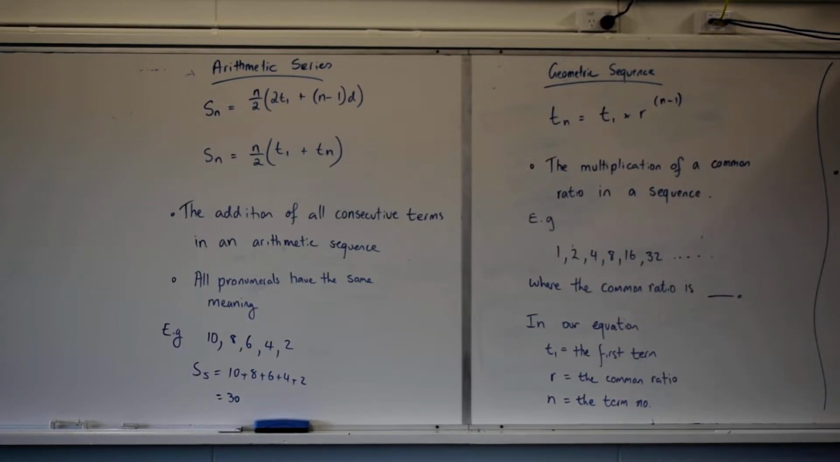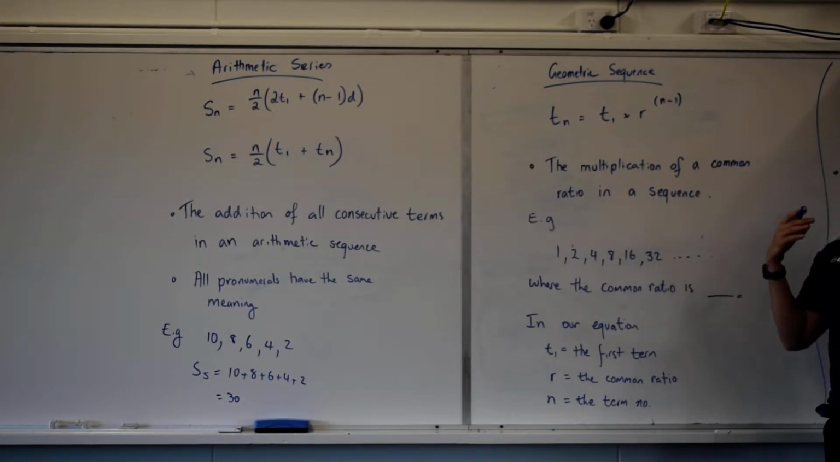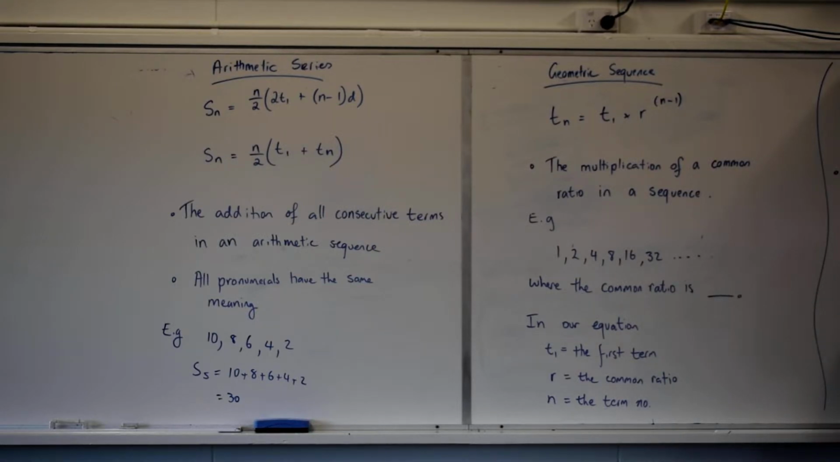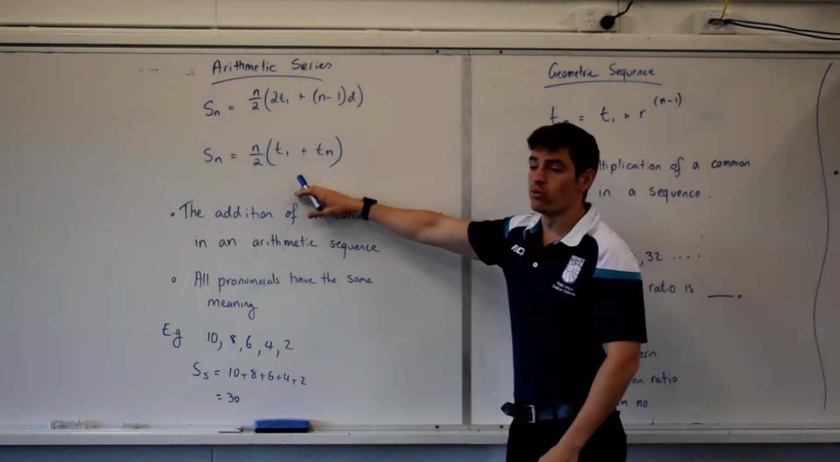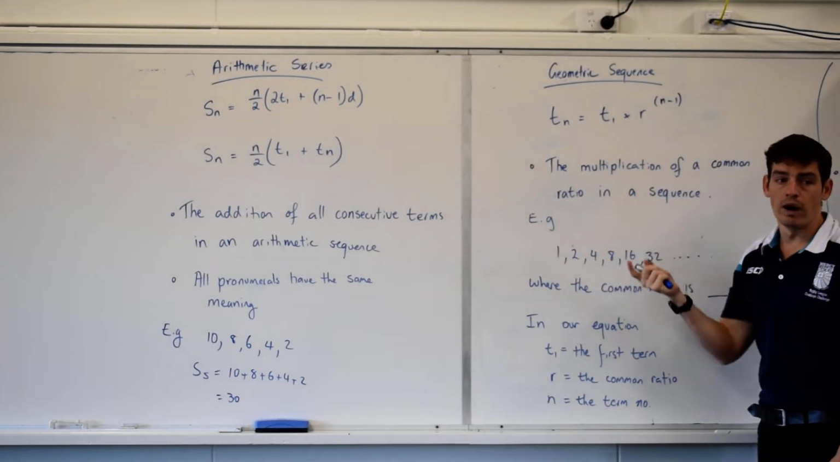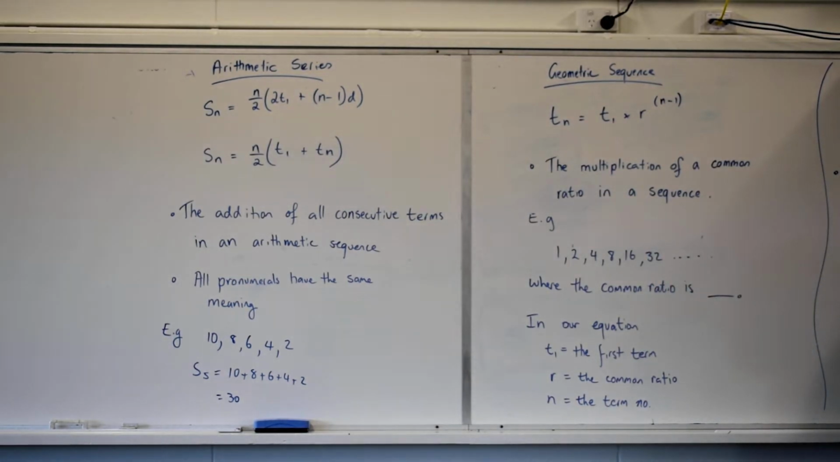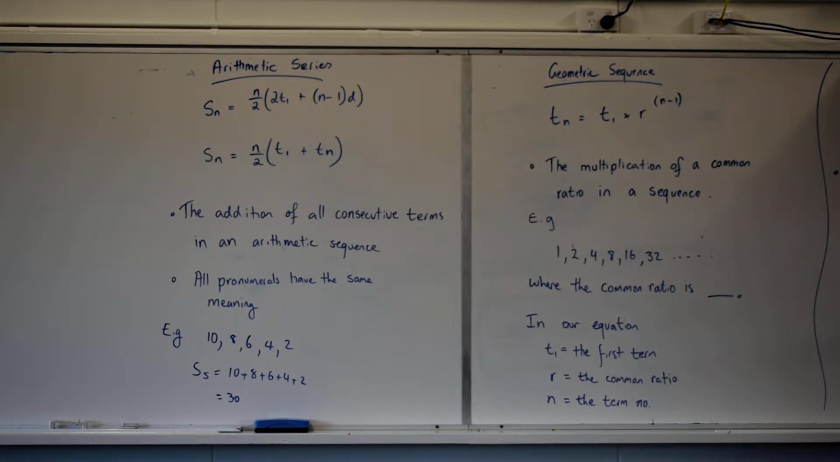Now because they're on our formula sheet, I'm not expecting that we won't learn these. What I'm expecting is that we understand the difference, we can identify what is an arithmetic and what is a geometric sequence, and then shove in the values and rearrange. Cool? In any one of these problems, you'll be given all the variables except for 1, and you'll have to find it. Cool?